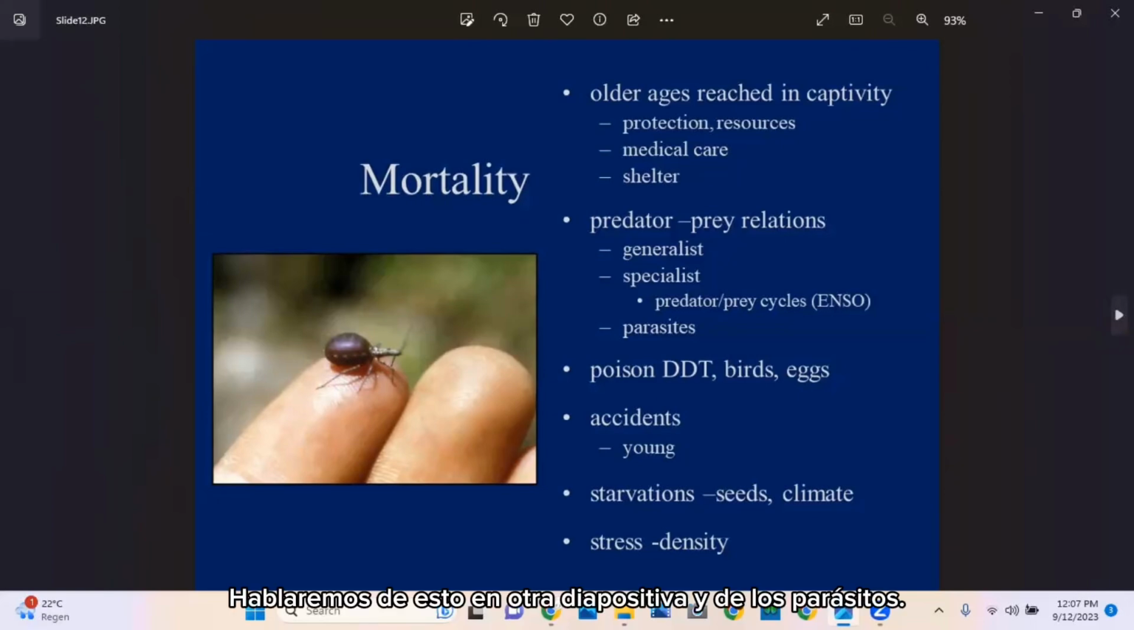We'll talk about this on another slide. And parasites. This is a vinchuca. They suck your blood. That's not the problem. The problem is when they walk on your finger, as they are here on this person's hand, they're leaving little pieces of fecal material. In that fecal material is a parasite. It causes the disease Chagas, which Darwin is believed to have had, and maybe it caused his death.